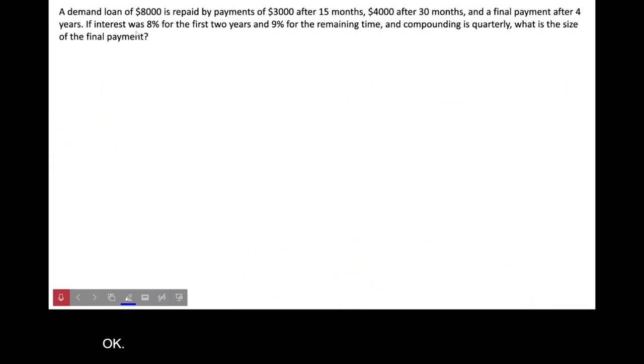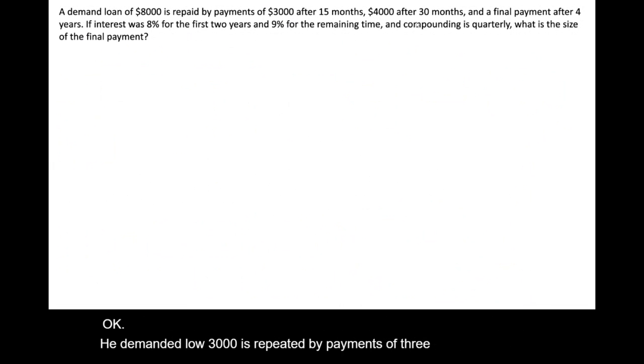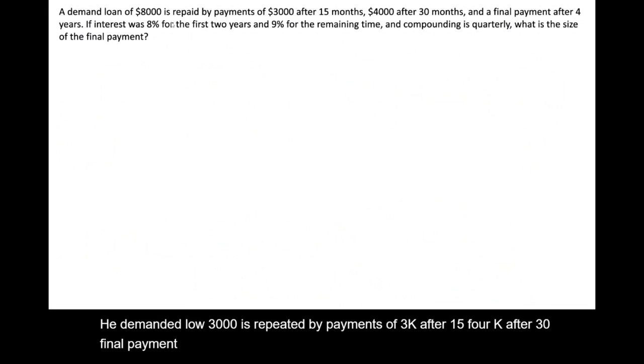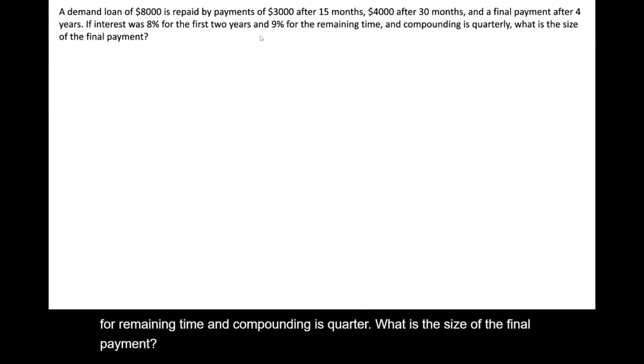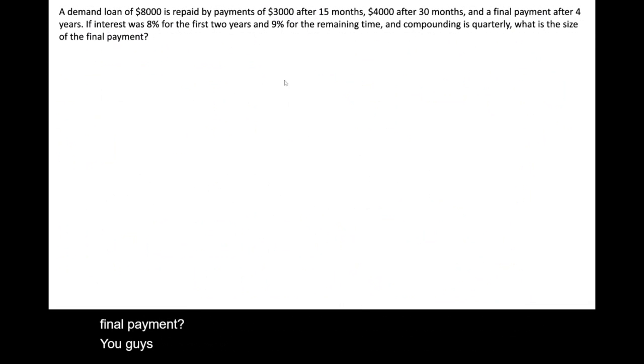A demand loan of 8,000 is repaid by payments of 3K after 15 months, 4K after 30 months, final payment after 4 years. If interest was 8% for the first 2 years and 9% for remaining time, and compounding is quarterly, what is the size of the final payment? Okay, guys, let's take 3 minutes. Do it.